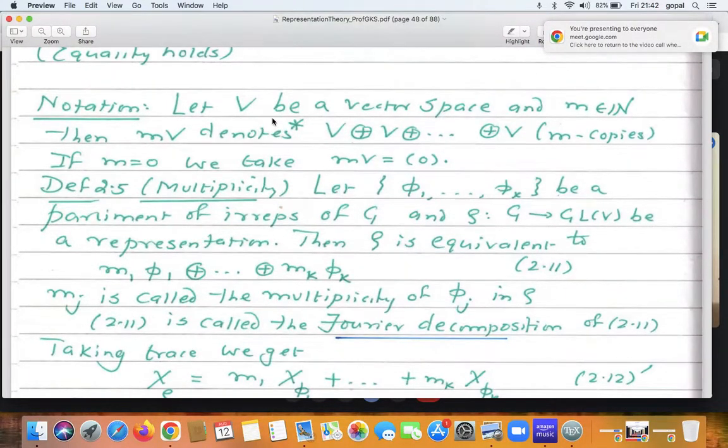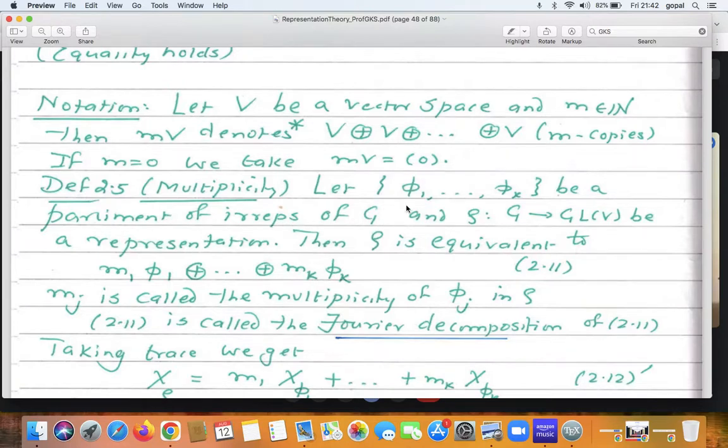So let V be a vector space and M be a natural number. Then the direct sum of V, M copies, will be denoted by MV. Many books will denote it by V to the power M, and I'm going to denote it by MV because it's much easier to write down. If M equals 0, we simply take MV to be 0.